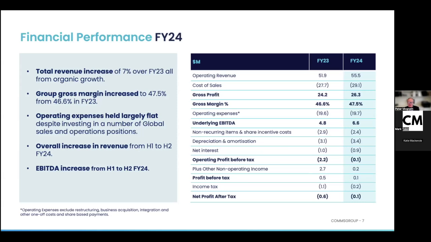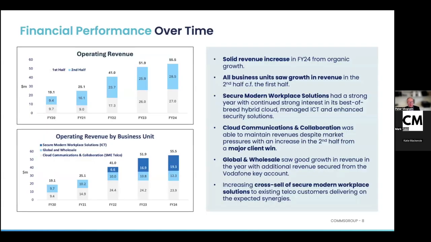Our overall revenue also increased from half one to half two, and our EBITDA also increased from half one to half two. This shows our financial performance over time, and you can see that, going right back to FY20, we've had good, strong, consistent improvement in overall operating revenue. And you'll see there that our second half was stronger than our first half as well within FY24.